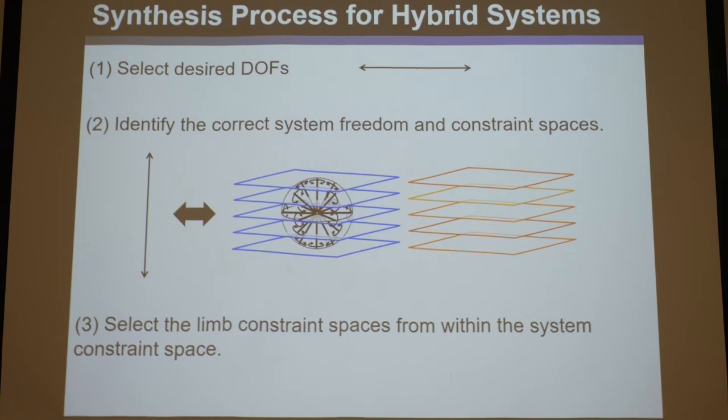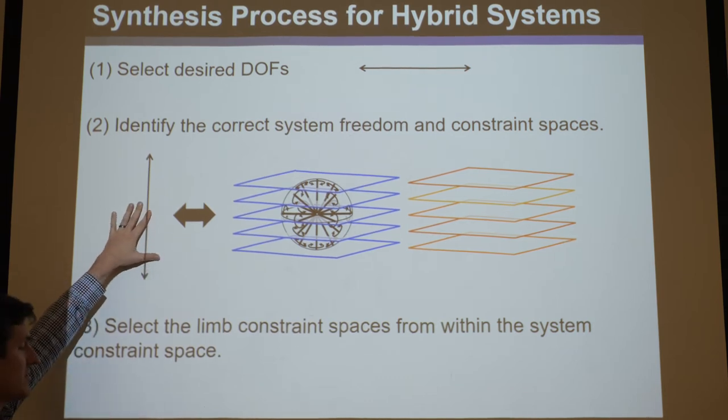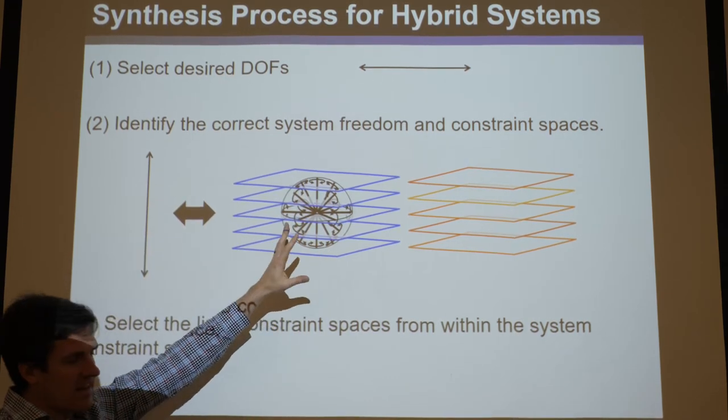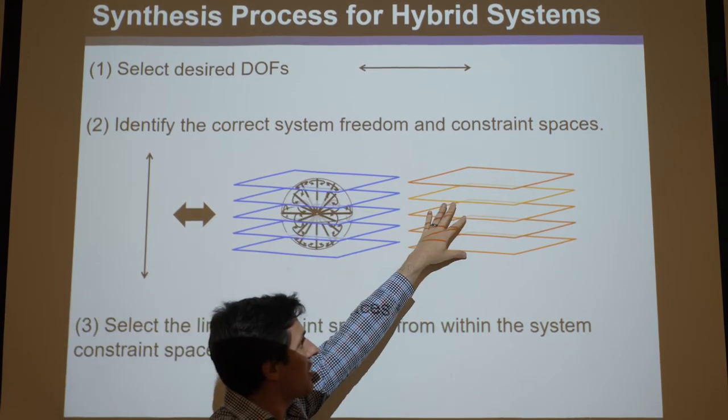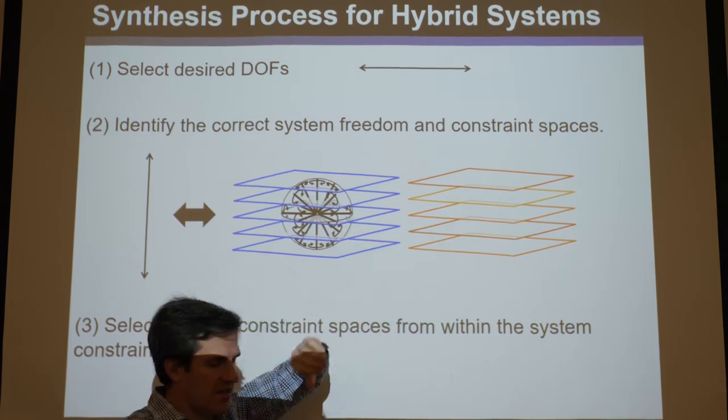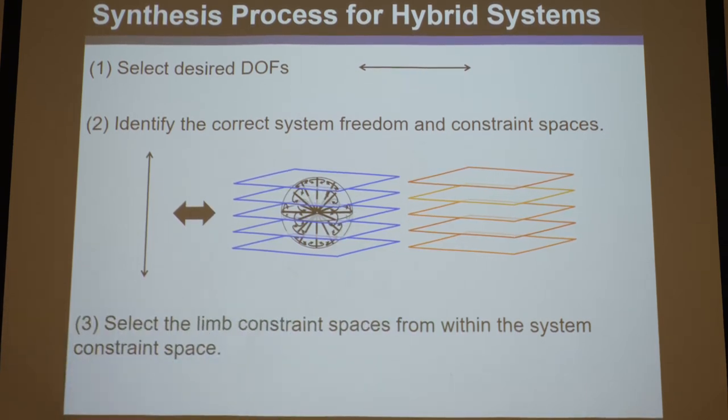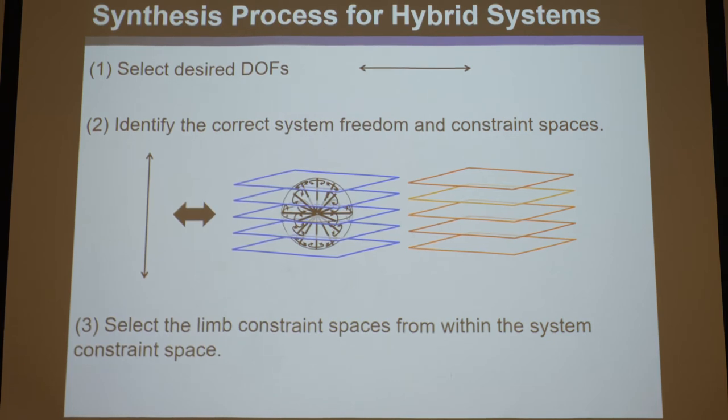That's common. The second step is to identify the correct freedom space and constraint space. In this case, a single translation is the freedom space, and its constraint space is this. And by the way, when you're designing hybrid systems, you definitely want to consider the black and the orange, the wrenches and the pure moments, as well as the blue. You need to consider the full math. That's the first change. Still, the same process, whether we're doing parallel, serial, or hybrid, is you find the freedom space and you find the constraint space of the whole system, the stage you want.